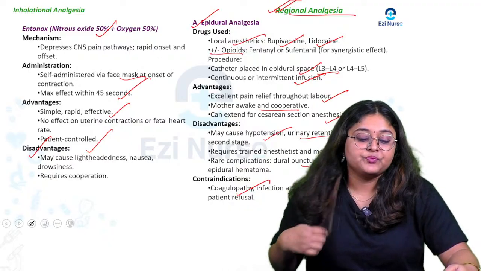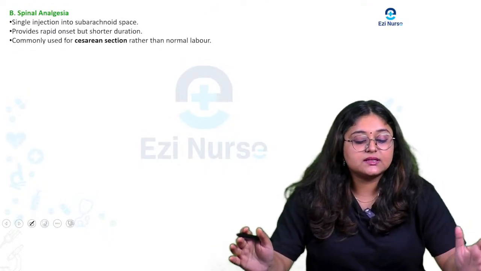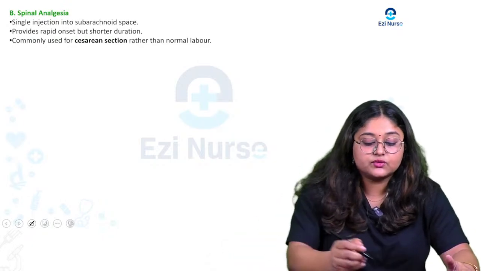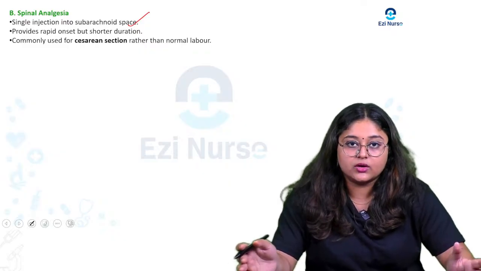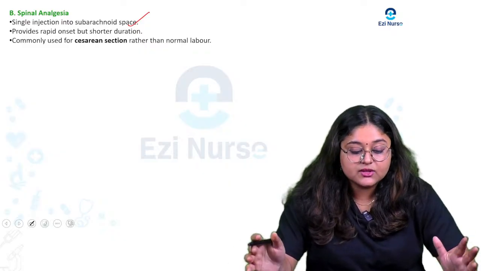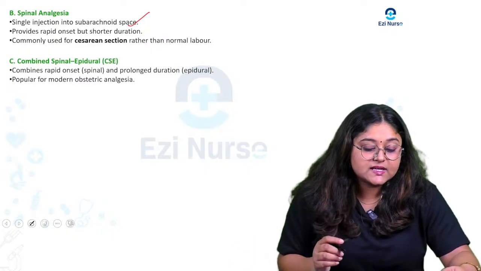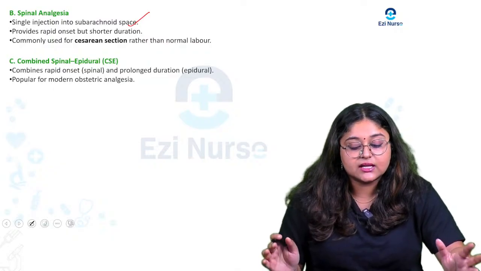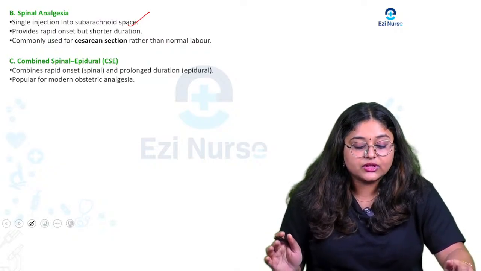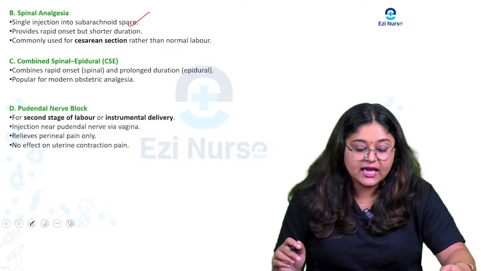Next come to spinal analgesia. In this a single injection is given into the subarachnoid space, and it provides rapid onset but shorter duration, and it is very commonly used for cesarean section rather than normal delivery. Next is the combined spinal epidural or CSE. In this you can see rapid onset and prolonged duration from the spinal and epidural, and it's very popular for modern obstetric analgesia.